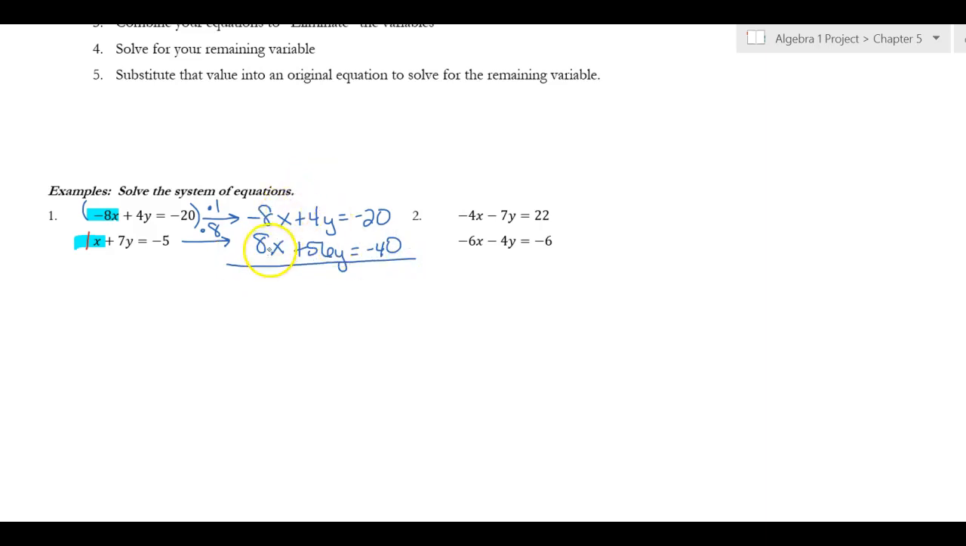Okay? 8x and negative 8x are gone. 4 and 56 is 60y equals negative 60. So y is negative 1.